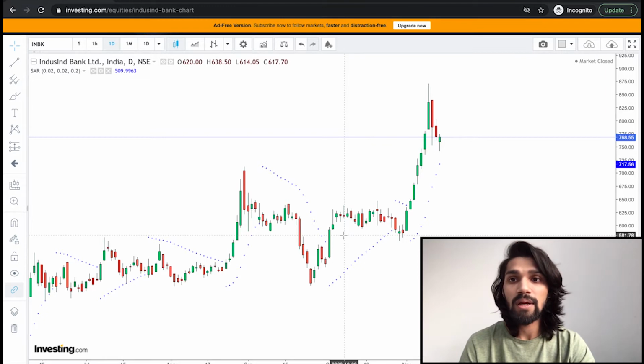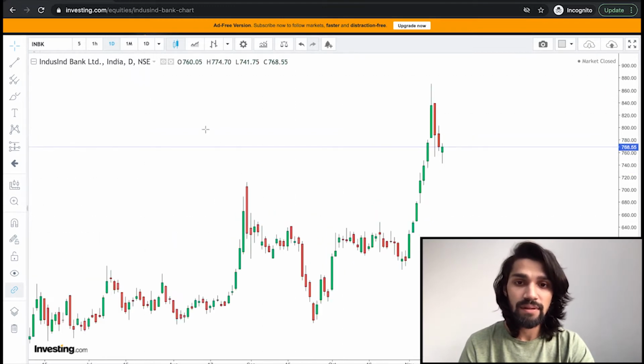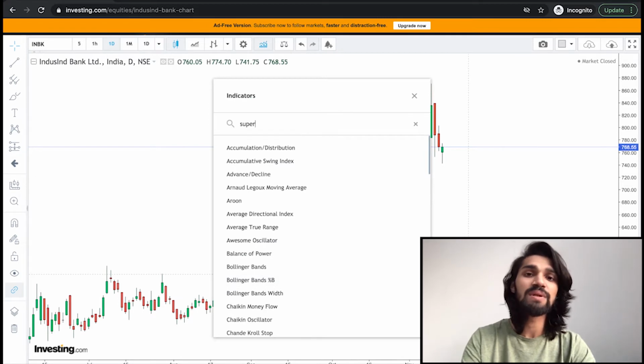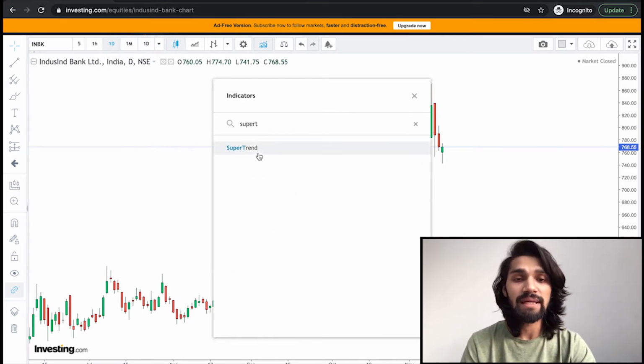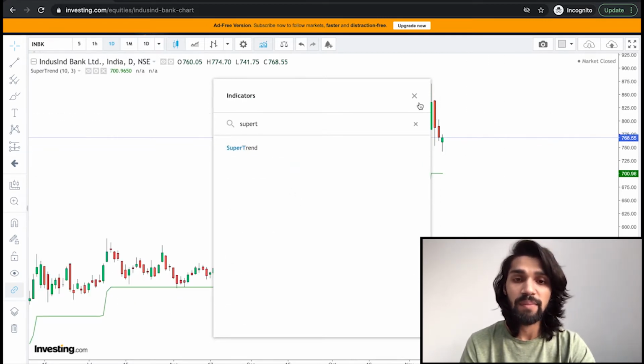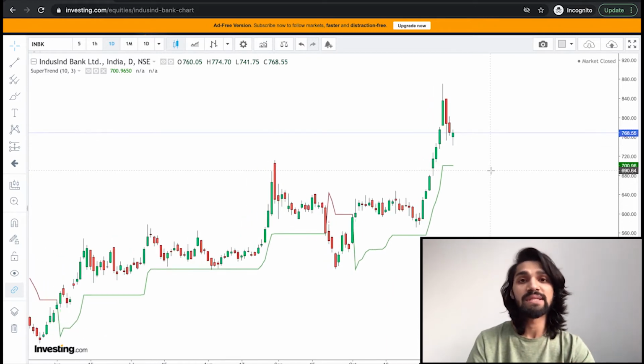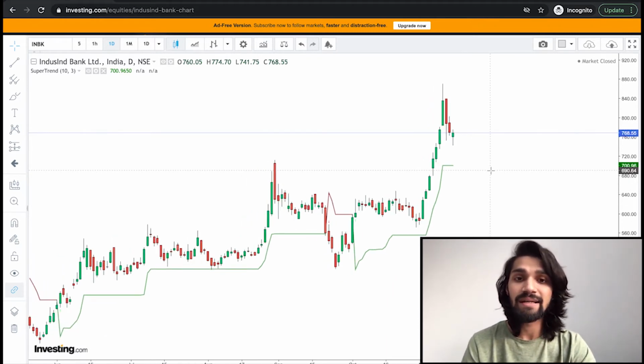Next, we will look into another indicator called the Supertrend indicator, and it was a very popular indicator at one point of time where people used to take trades only on the basis of Supertrend. It was that popular, right? So Supertrend, as the name suggests, is a trend indicator. It tells you the trend and it gives you clear buy or sell signals.